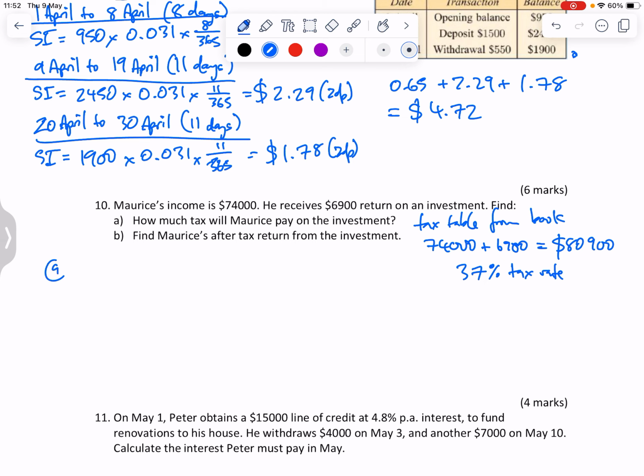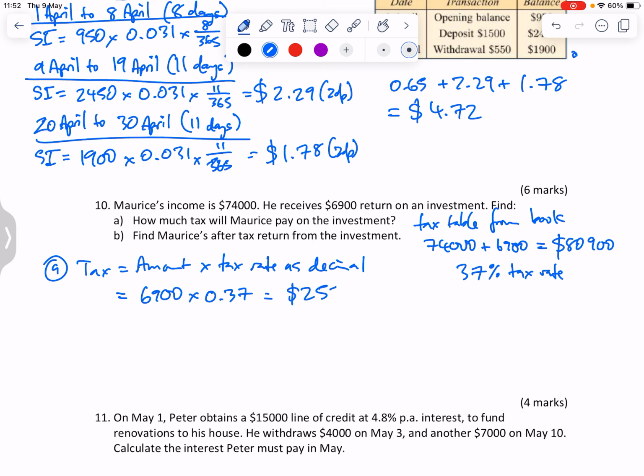Tax equals amount times tax rate as a decimal. So it's going to be 6,900 times by 0.37. 6,900 times 0.37, 2553. B, what's his after-tax return investment? ATR. He was supposed to get $6,900, but the government took 2553. 6,900 take 2553. He got 4347.